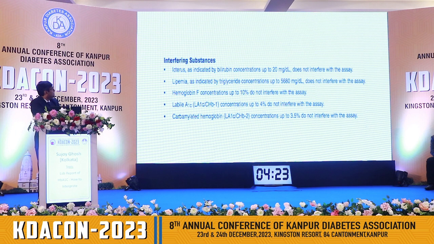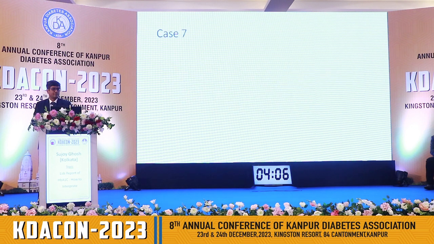So I've already told you, if somebody has a bilirubin more than 20, don't interpret the report. Triglyceride more than 5,600, don't interpret. Fetal hemoglobin more than 10%, don't interpret. Labile hemoglobin more than 4%, don't interpret. Carboxylated more than 3.5%, don't interpret.